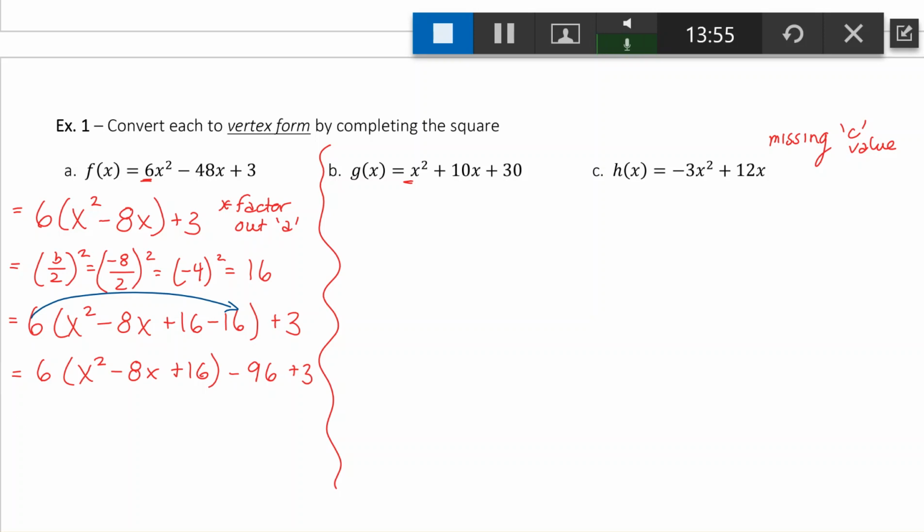The last 2 things we need to do is we need to collect our like terms outside of the brackets, which would be -96 plus 3, which I hope we can do without a calculator.